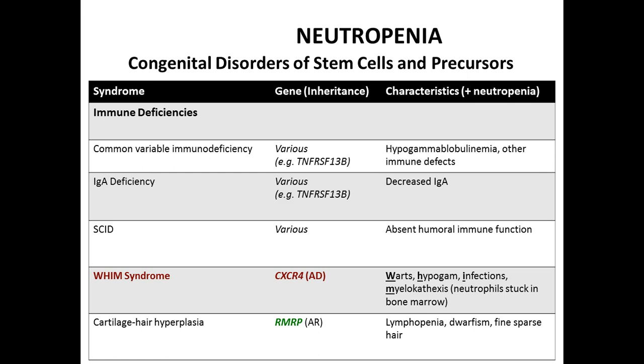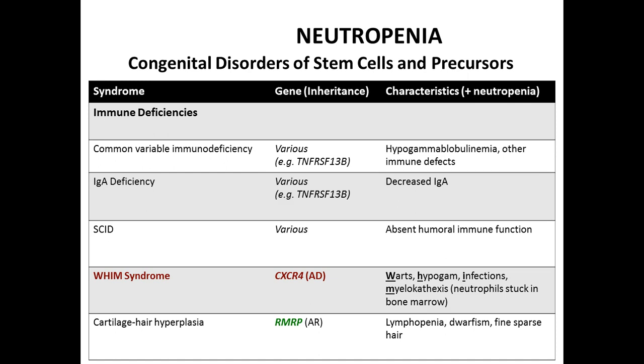So that's how you have to remember it: you need CXCR4 to leave the bone marrow. If you don't have CXCR4, you make all these neutrophils, but they get stuck in the bone marrow and can't leave. There's some implications with CXCR4 and AML as well. But anyway, this is such a weird disease, it's worth remembering. And remember, warts and your marrow is packed with neutrophils.